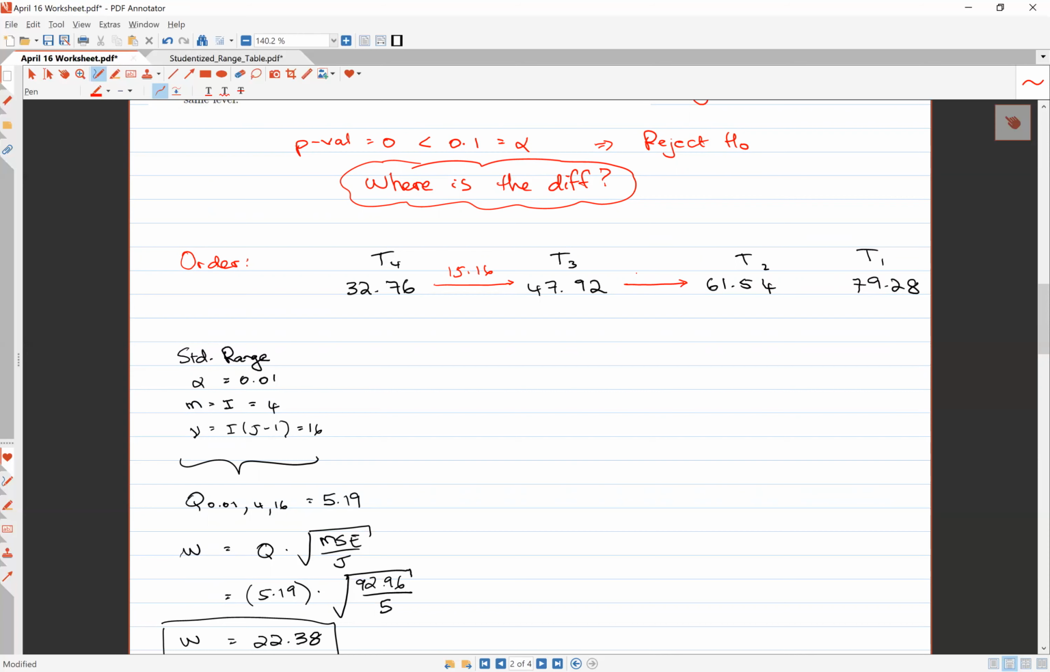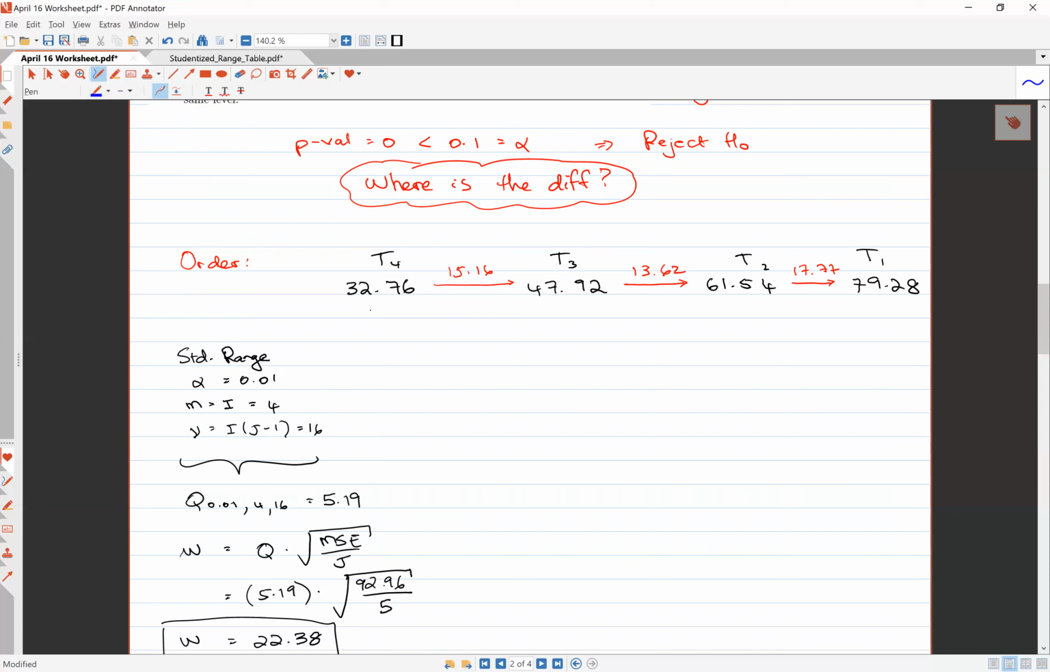From 3 to 2, the difference is 13.62, and finally from 2 to 1, it's 17.77. So firstly, what you'll notice is, at least in the ordering, if you're just comparing adjacent treatments to one another, we're not immediately detecting differences.